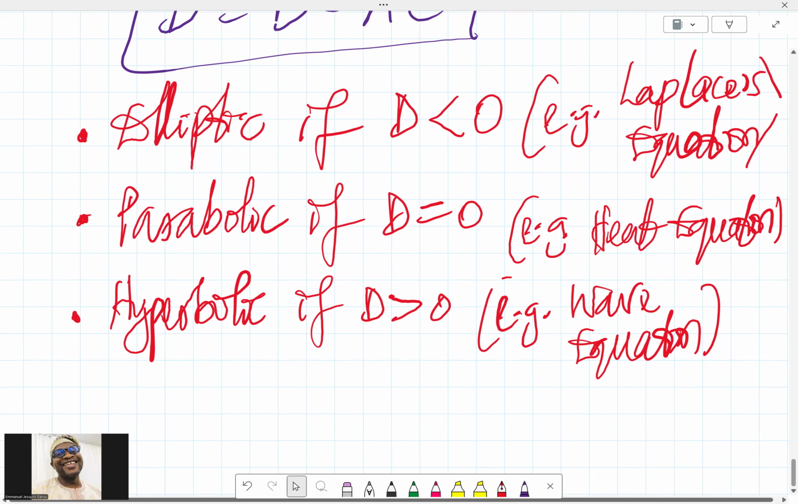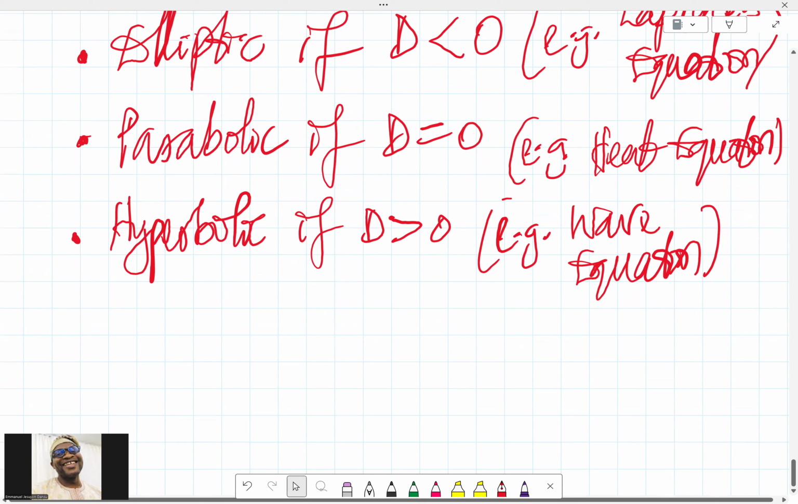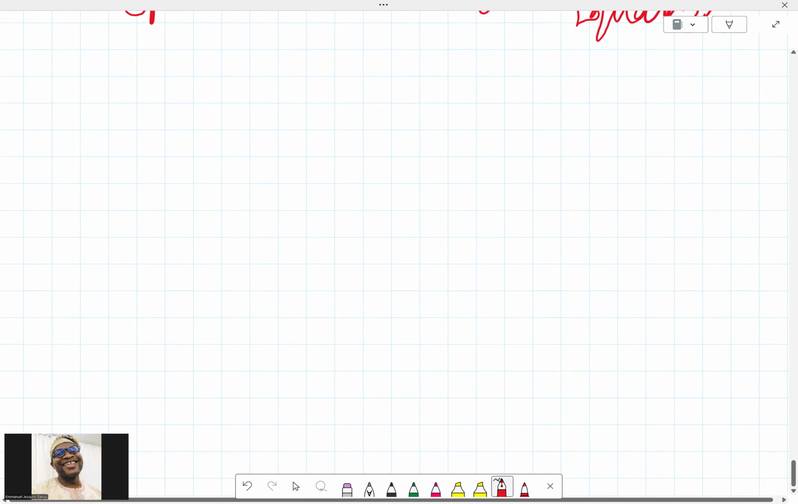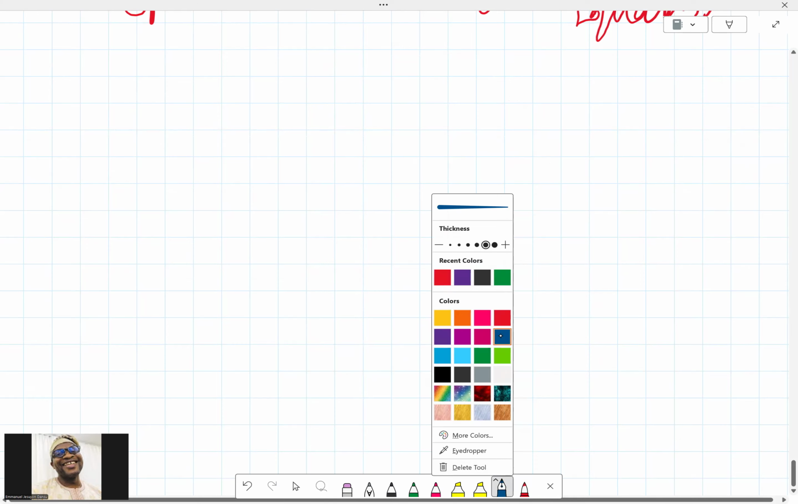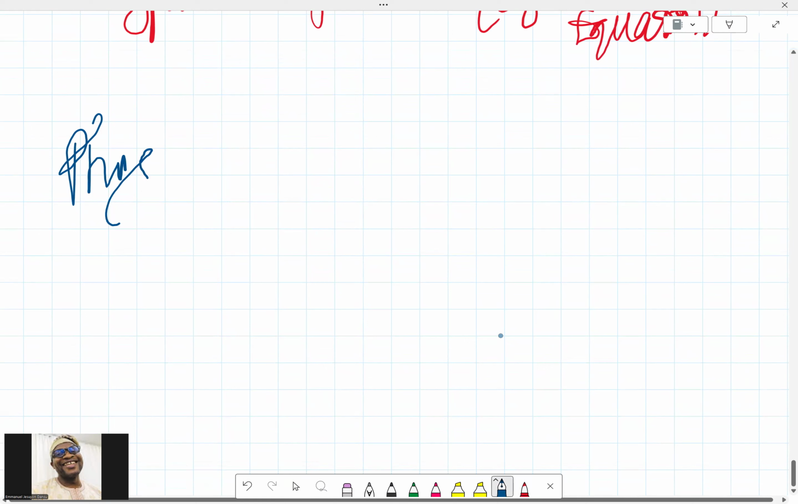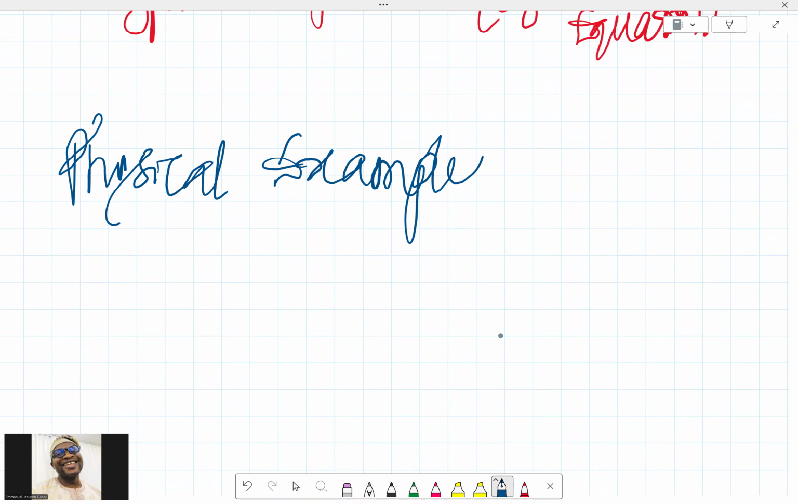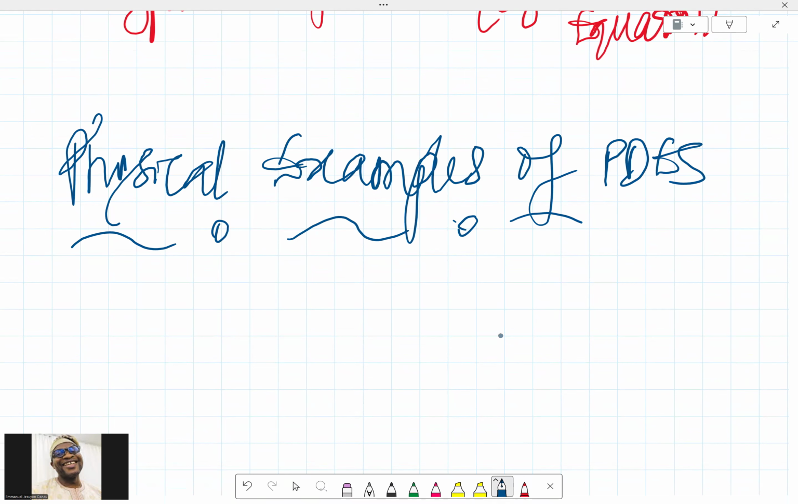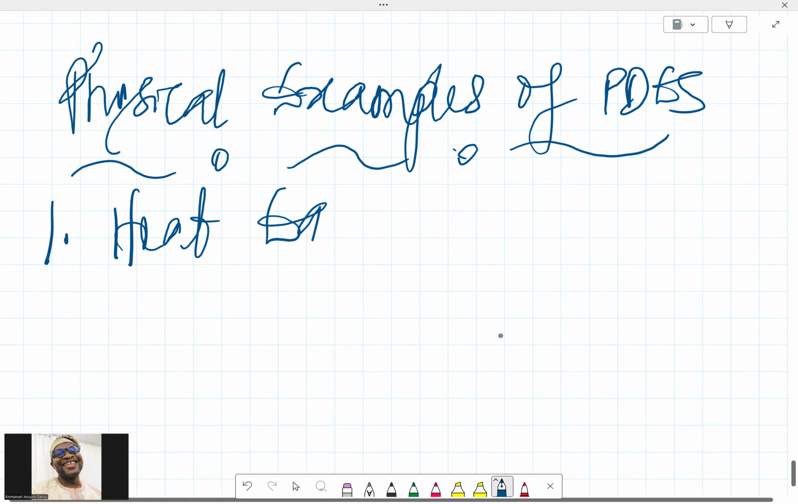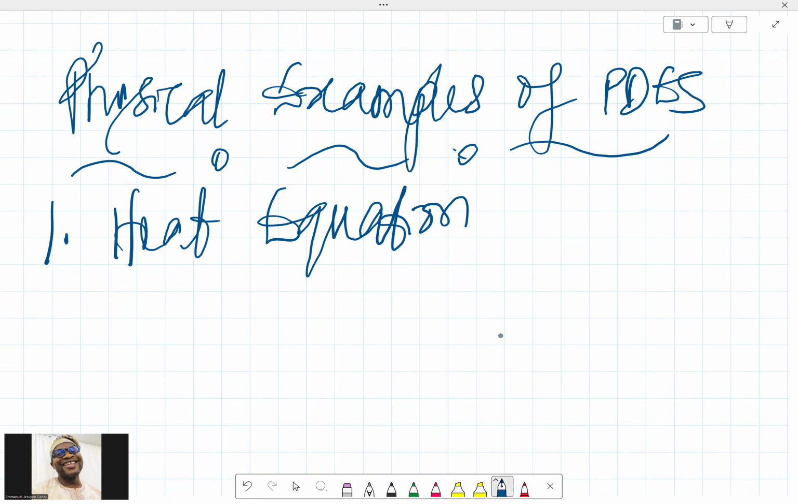All right, so let's look at some physical examples. Of course, I've mentioned those physical examples up there. All those equations I mentioned are actually physical examples of PDEs. Here, we want to talk in a bit more detail about them. So we have the heat equation, just like you've seen up there.